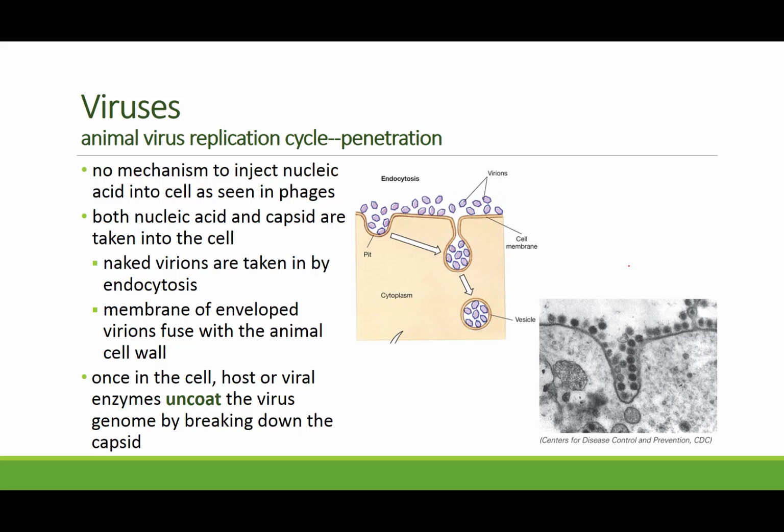We saw in bacteriophages that the bacteriophage has a mechanism for injecting its DNA into the host cell once it adsorbs to the cell. We don't see that in animal cells, and so the method of entry depends on whether it's an enveloped or naked virus. The naked viruses, once they bind, once they adsorb, are drawn into the cell via endocytosis. So the membrane folds around the virus, and the virus is brought inside of a vesicle.